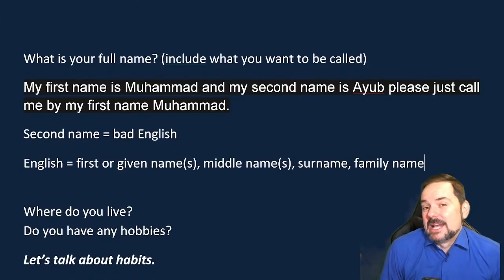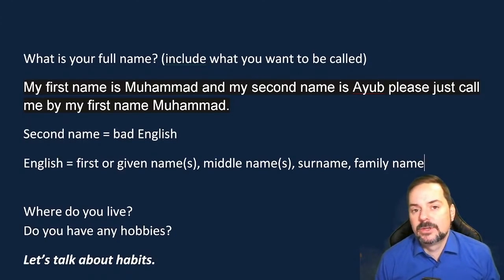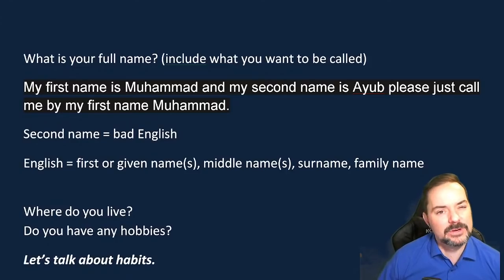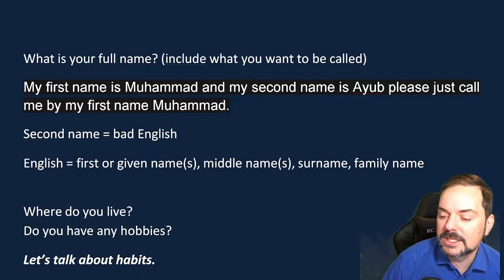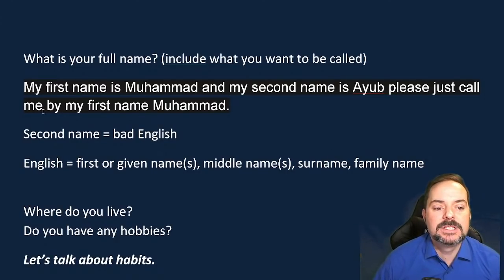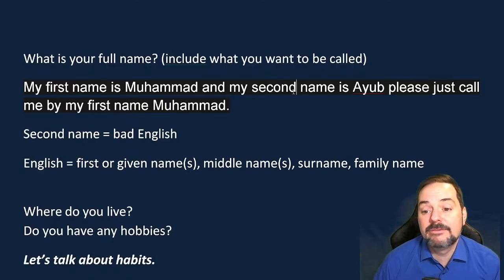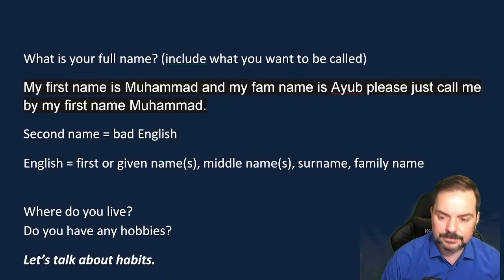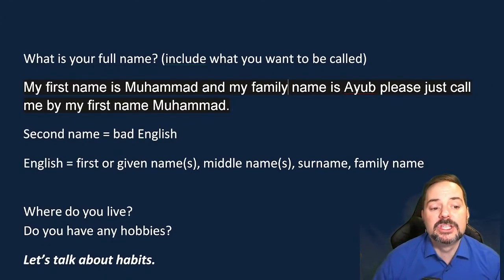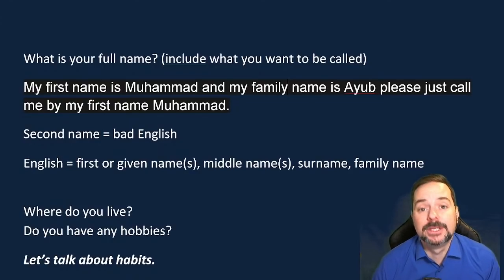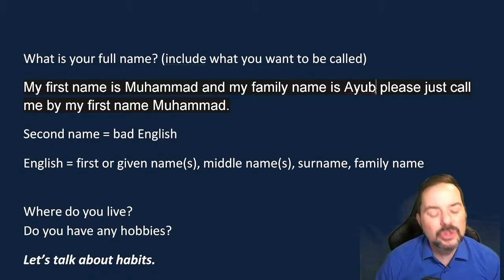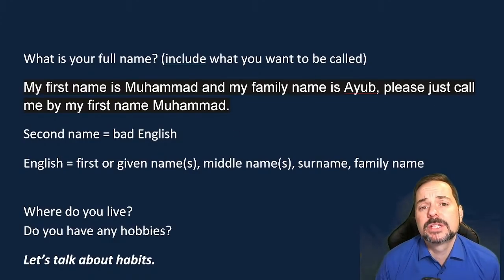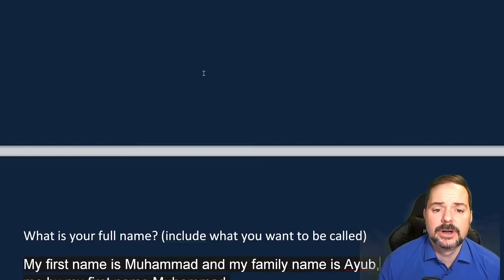Even though it sounds like it would make sense, it doesn't. To an English ear, that's kind of like, what? You have a second name? Is that like an alternative to your first name? So it doesn't make sense, okay? So you have to say, my first name is Muhammad and my family name is Ayub. Please just call me by my first name, Muhammad, okay? All right, so you really want to avoid making those kinds of mistakes, students, all right?